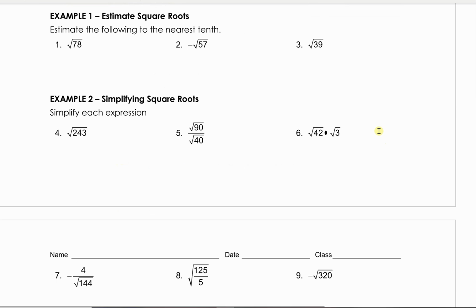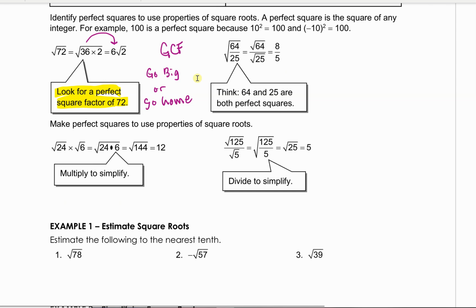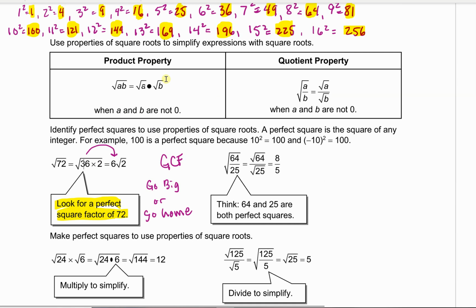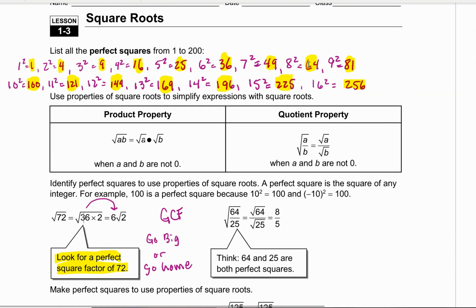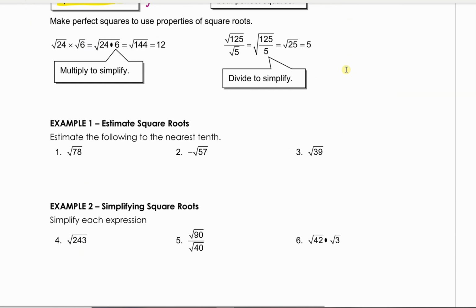All right. So let's do some estimating. Looking at our list, we've got the square root of 78. 78 is between 64 and 81. So I'm going to say this: the square root of 64 is less than the square root of 78, which is less than the square root of 81. So we're going to be somewhere between 8 and 9. Now, 78 is closer to 81 than it is to 64, so let's see.